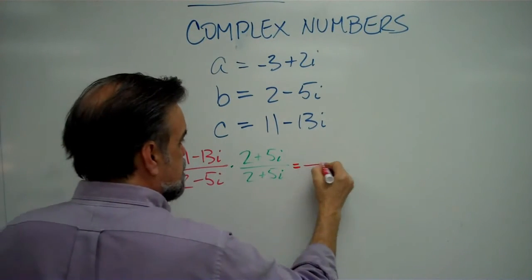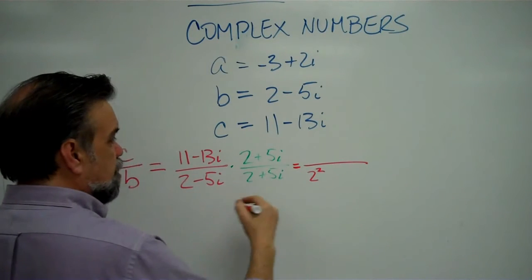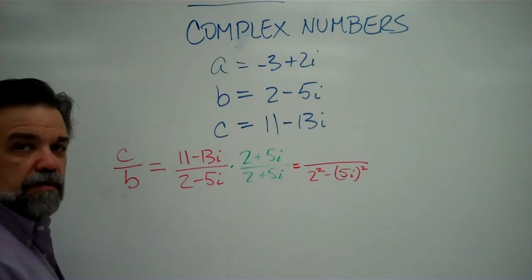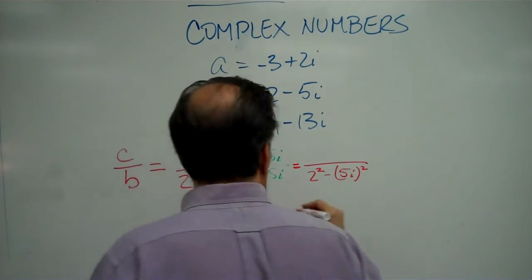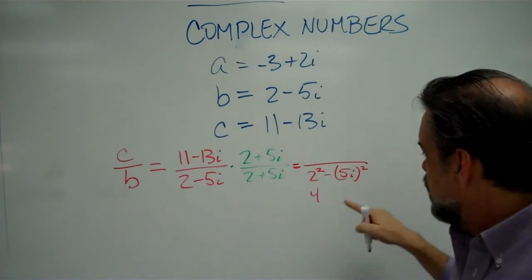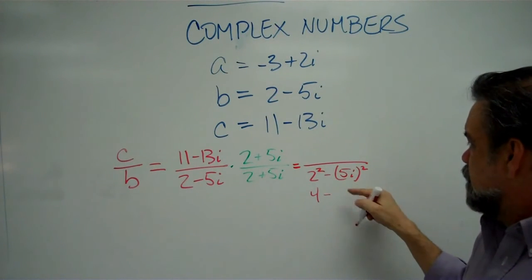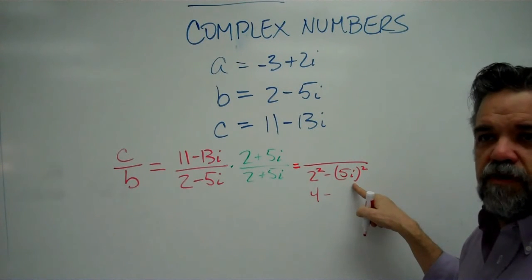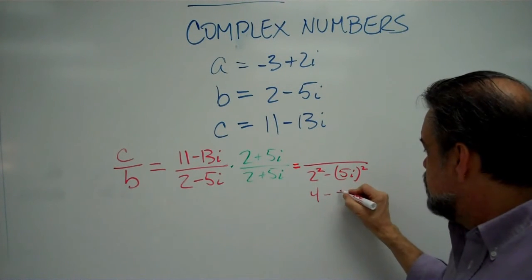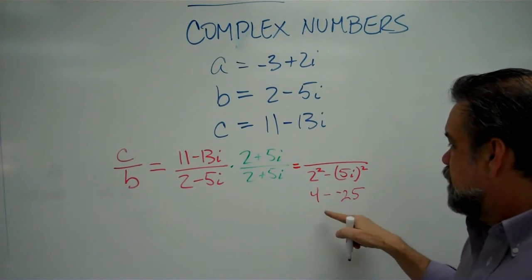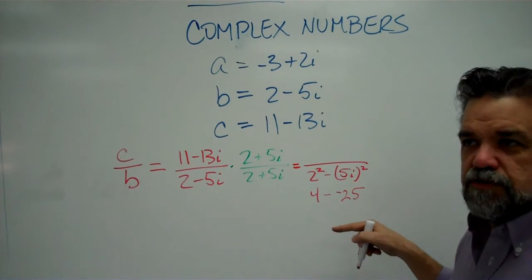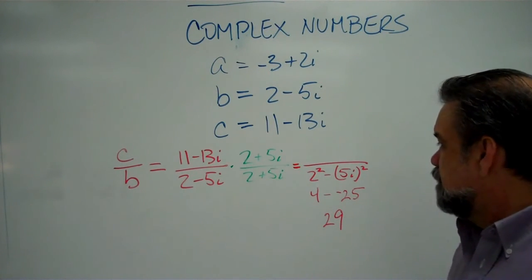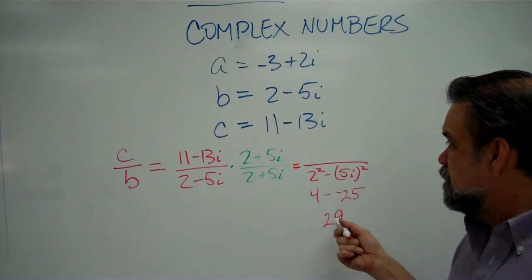That means my denominator is going to be 2 squared minus 5i squared. 2 squared, that's just 4. And 5i squared, well, 5 squared is 25, and i squared is negative 1, so that's negative 25. And I end up with 4 minus negative 25, which is 4 plus 25, which is 29. So my denominator is just going to be 29.